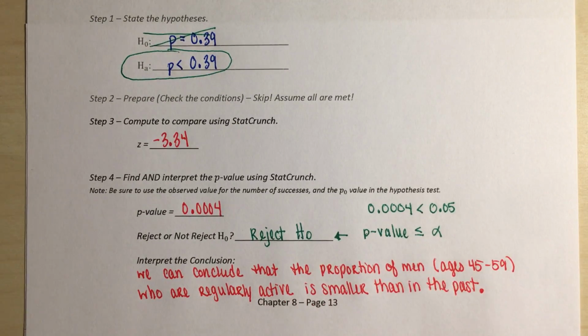So again, based on our p-value was less than alpha, so we rejected our null hypothesis. So we conclude that the proportion of men ages 45 to 59 who are regularly active is smaller than it has been in the past.